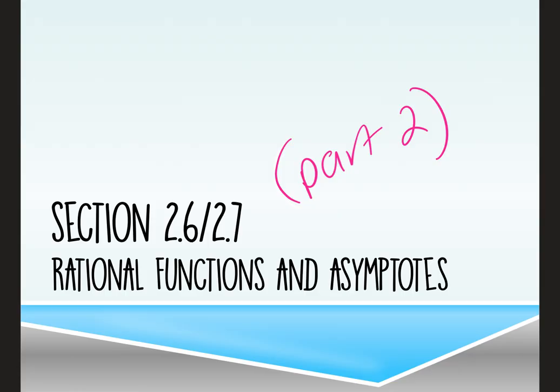All right, so continuing on, like I said, 2.6 and 2.7. It is all about rational functions. It's going to include rational functions. There's zeros, the domain, vertical asymptotes, horizontal asymptotes.